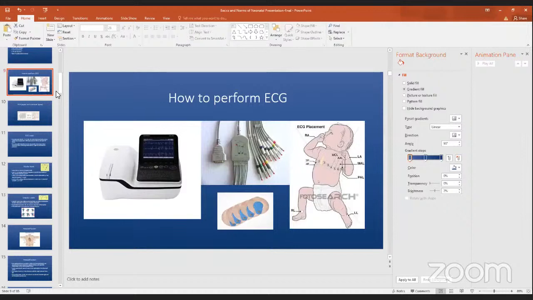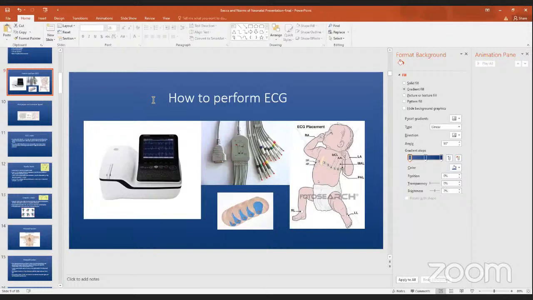And my third question for you: what are the ECG effects in premature infants? Yeah, sorry, say that again. What are the ECG effects in the prematures? Hello? Hello? Hello? Can you hear me? Hello?